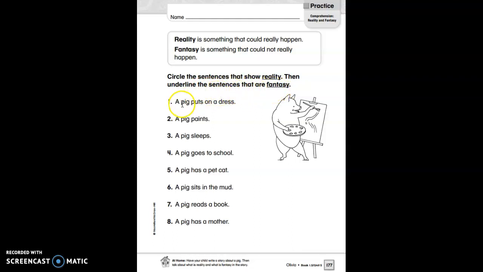Number 1, a pig puts on a dress. Do you think that is reality or fantasy? Could it really happen? No, it's fantasy. Let's go ahead and underline our fantasy sentences.